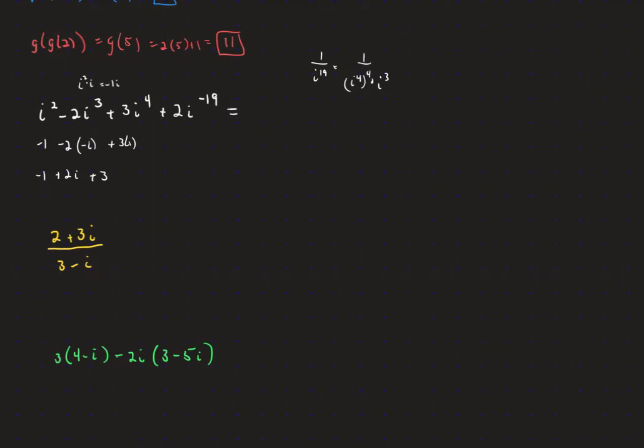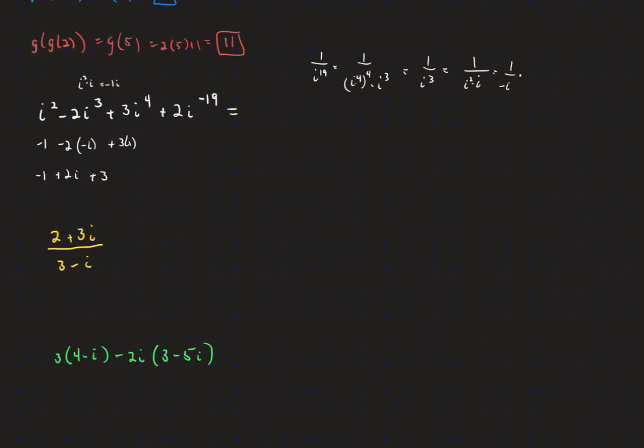So the i to the 19th is going to be i to the fourth times i to the third. Now it's supposed to be a times. So i to the fourth is 1. 1 to any power is 1. So that's going to be 1 over i to the third. i to the third we know is i squared times i. i squared we know is negative 1. So that's a negative i.